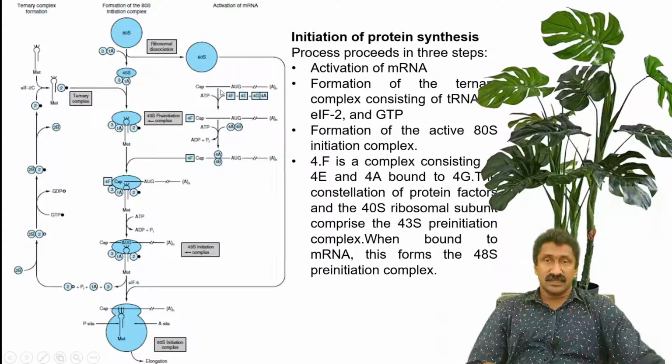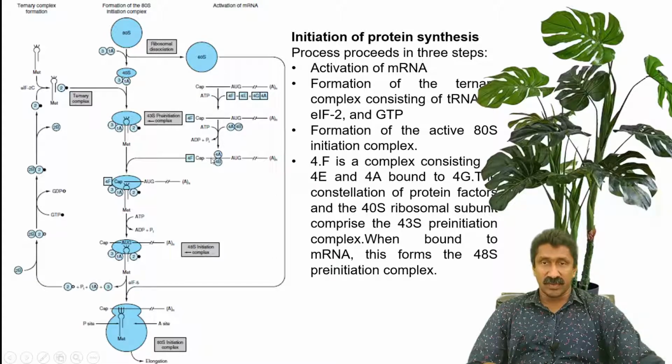And then there is the mRNA with the 5' cap, and additional factors, 4F, 4A, 4B, will bind at the 5' cap, and then it will bind to the 40S or 43S pre-initiation complex. The 43S pre-initiation complex is the 40S small subunit of the ribosome, the methionine tRNA and some of the initiation factors.